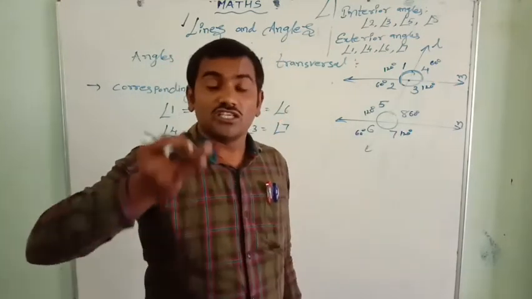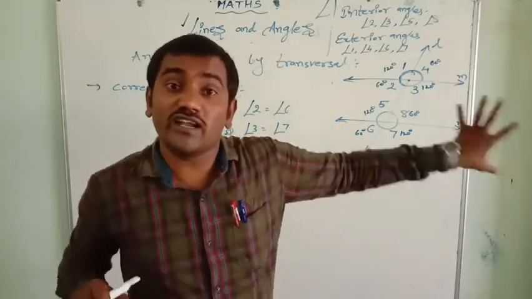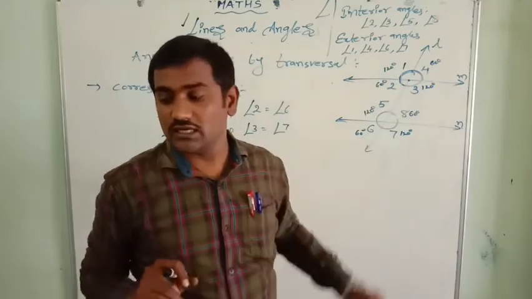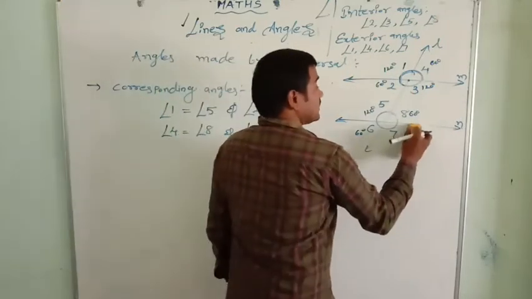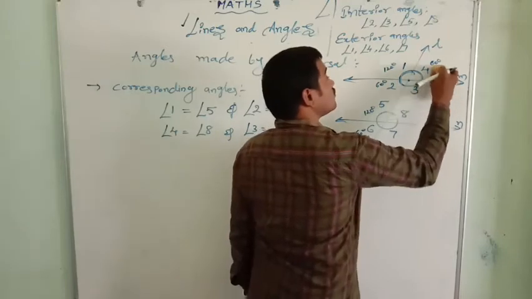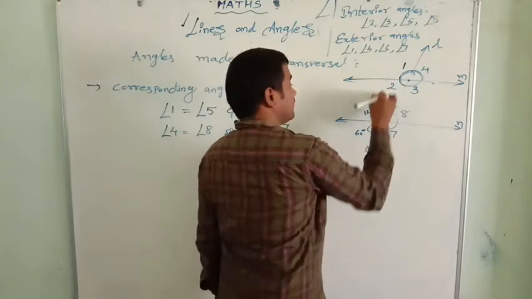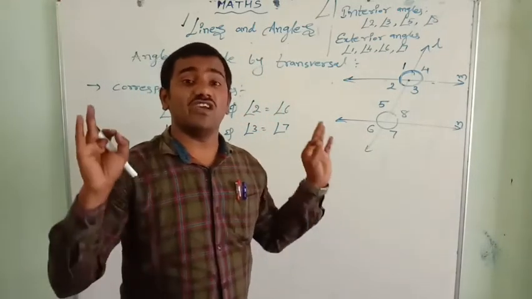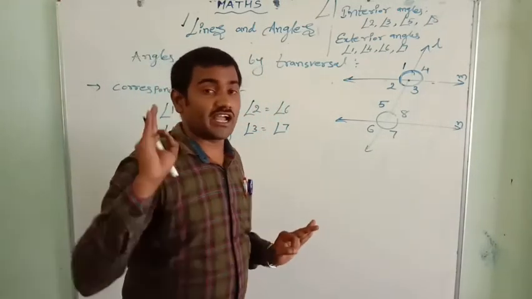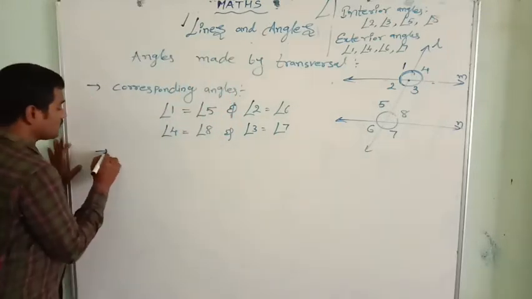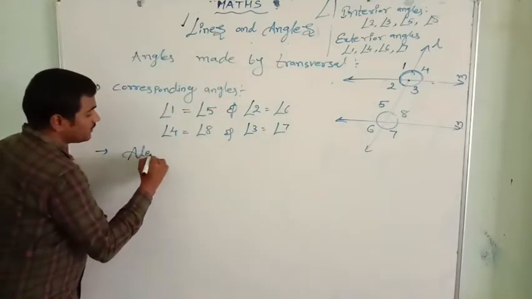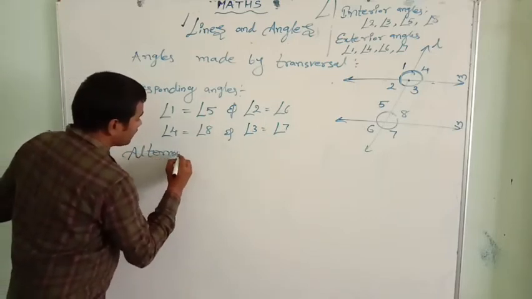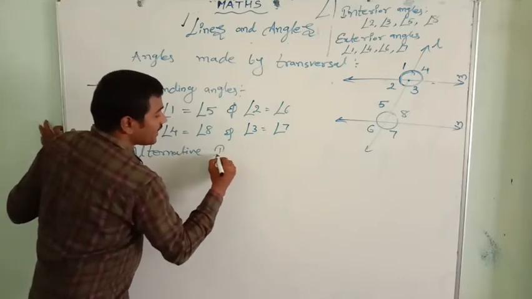This is very useful. If you know one of the angles, we can find the remaining seven angles by using transversal conditions. So listen, children, you have to learn this. This is very useful in higher sections, up to 10th class. Corresponding angles are always equal. That you remember. Next, you have to learn about alternate interior angles.